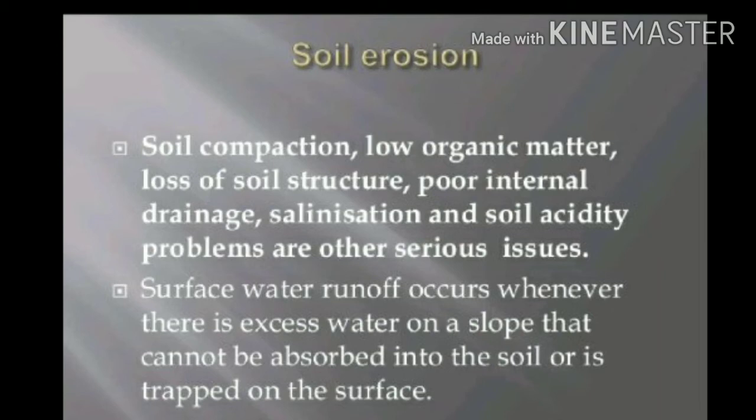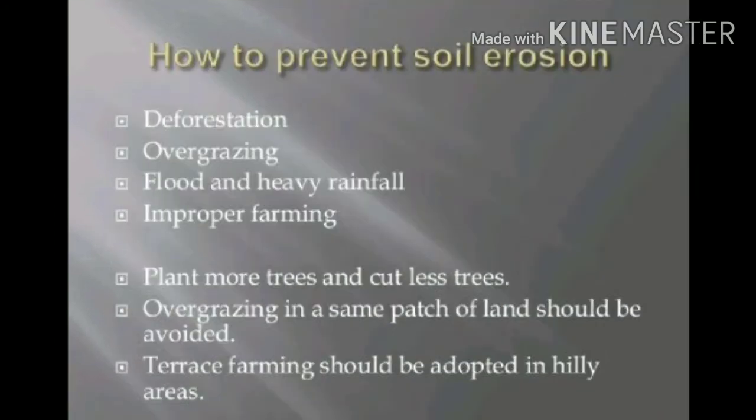Now how could we prevent this soil erosion? We have to avoid deforestation. Deforestation means the cutting of trees. As the trees are cut, how will the soil be held? Roots are holding the soil, and if plants are not there, the uppermost layer of the soil is washed away by the water.